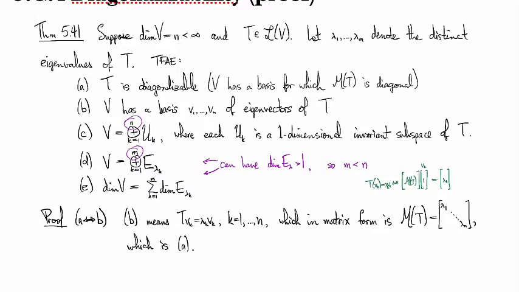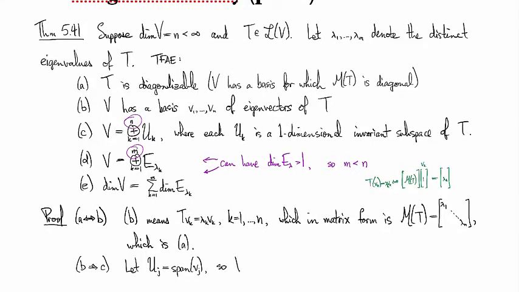So now we'll do one of these round robin type affairs. B implies C, C implies D, D implies E, E implies B, therefore they each imply each other. So we'll start with B, and B says we've got a basis of eigenvectors. So let Uj be the span of the jth eigenvector. And then, since V is a basis, the hypothesis for B is telling us that V is the direct sum of these UJs.